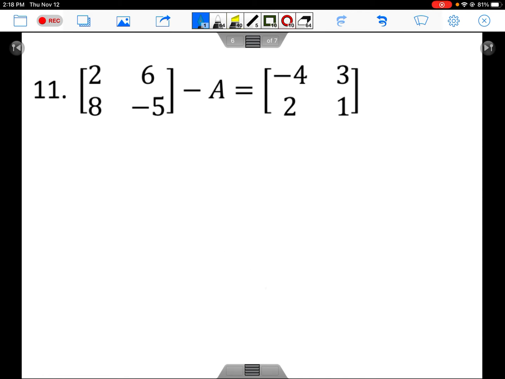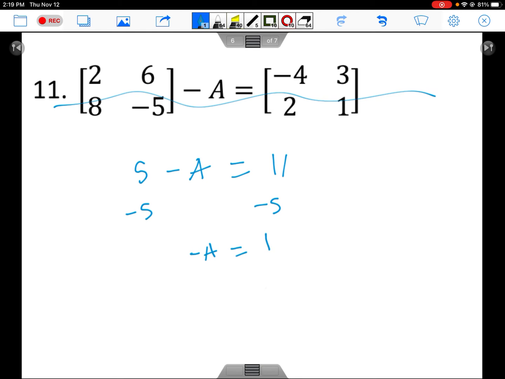I want to look at some on the back, because some on the back are actually equations, and you need to solve the equation for this mysterious matrix A. Well, before we do that, we're just going to look at it for a second. Pretend it's like 5 minus a equals 11. If you wanted to solve this equation, you can just subtract 5. It's going to be 6. And then divide by negative 1 or times by negative 1. And then you got your a figured out.